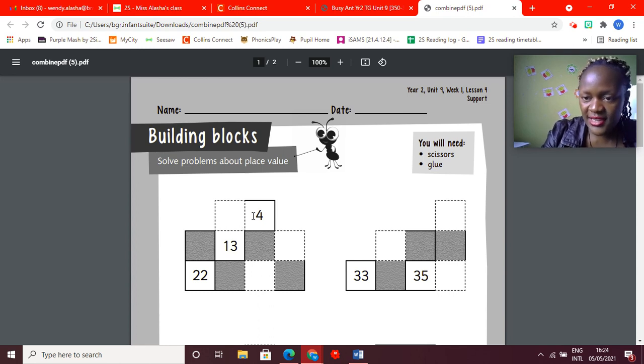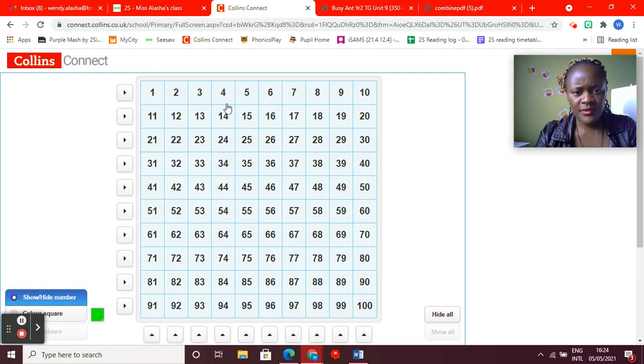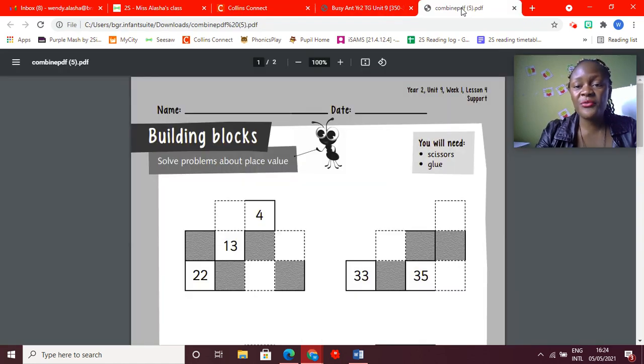Which number do you think is here? It's 1 less than 4 and also 10 less than 13. Which number is this one? It comes before 4. Let's go back and check. There is 4, there is the number, and there is 13. We're looking for the number 3. So here we'll have 3, so that we have 3, 4, and if this square was there, that would be 5.